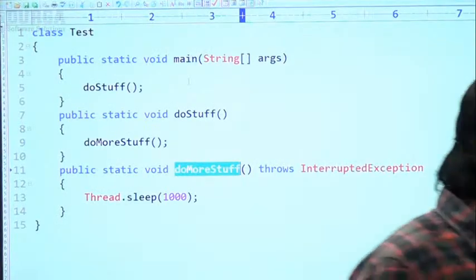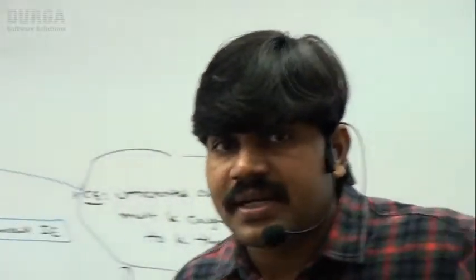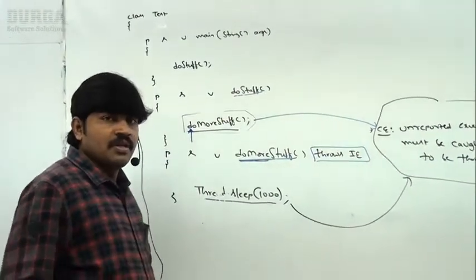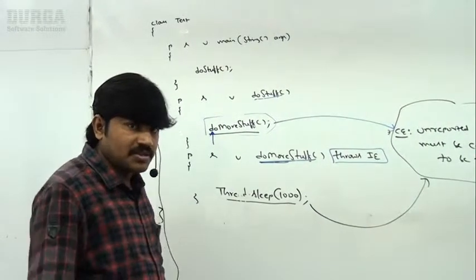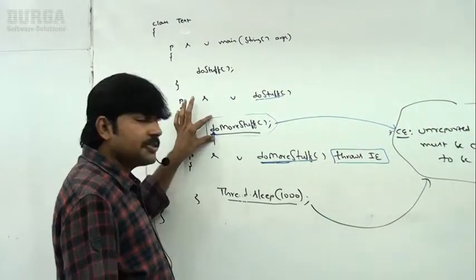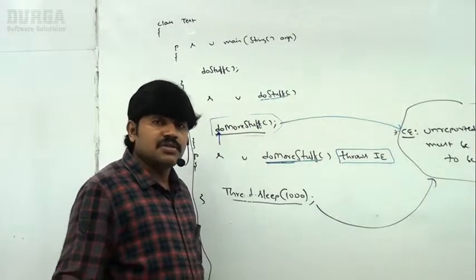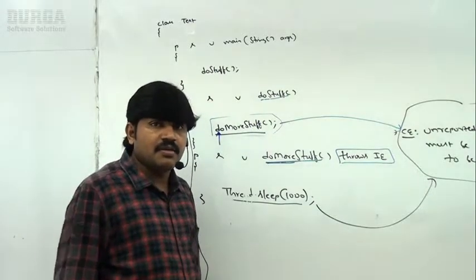So in our scenario, who is delegating here? Do more stuff delegated to do stuff. Now do stuff has two options, sir. One option, use a try catch, then the problem will be solved. But do stuff, what is it going to do? Hey, someone delegated the exception, why do I have to handle it?